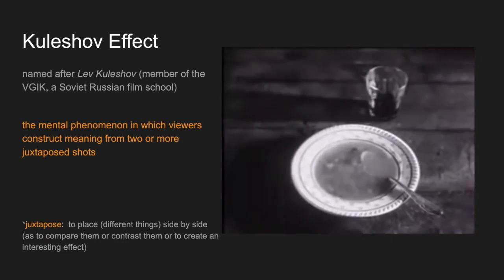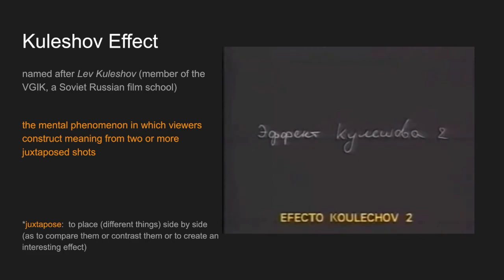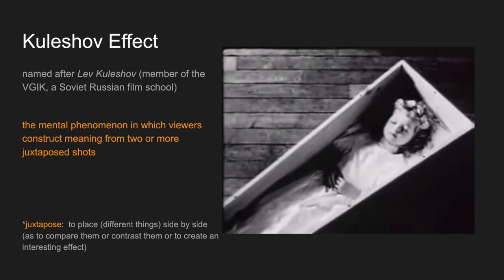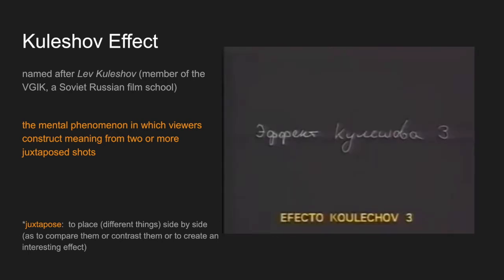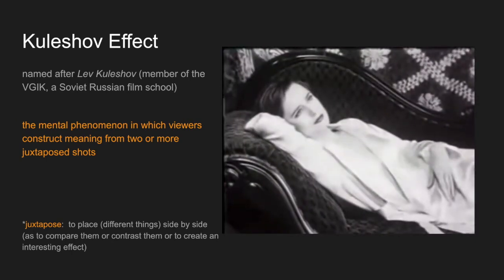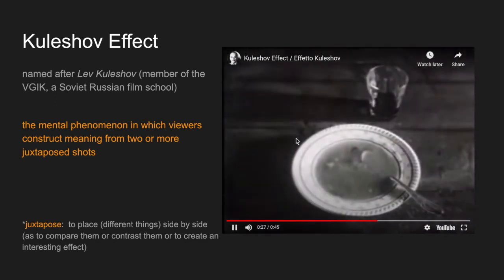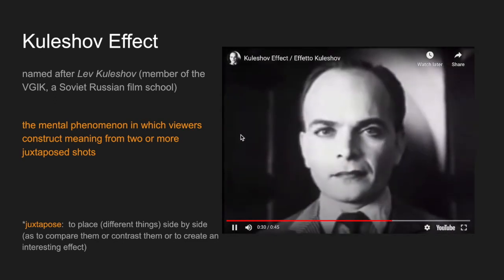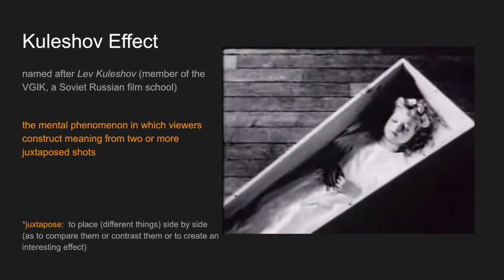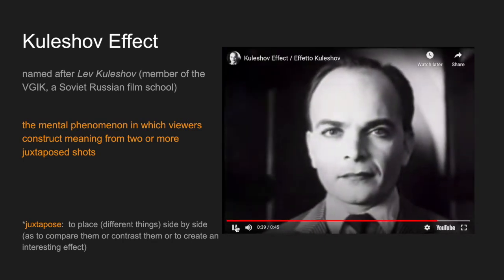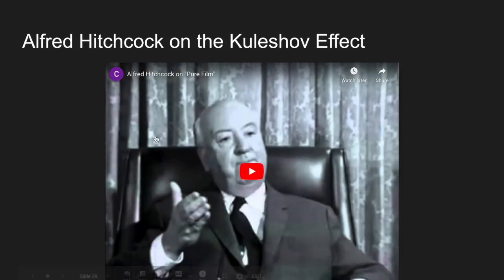I'll show you this here. So a shot of a bowl of soup, followed by the shot of the man's face. Shot of a child in a coffin. Shot of the same man's face. Now, same facial expression each time. And then finally, a shot of a woman lying, well, at the time, seductively on a couch. Shot of the man's face. So again, soup, man's face, child in a coffin, man's face, woman in a seductive pose, man's face.